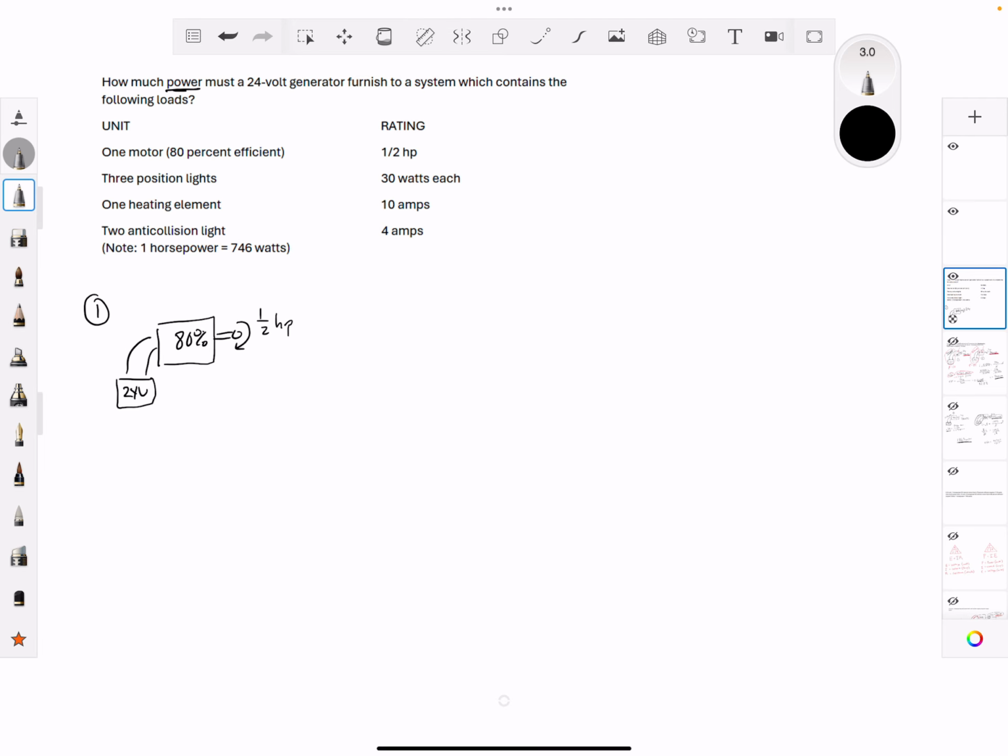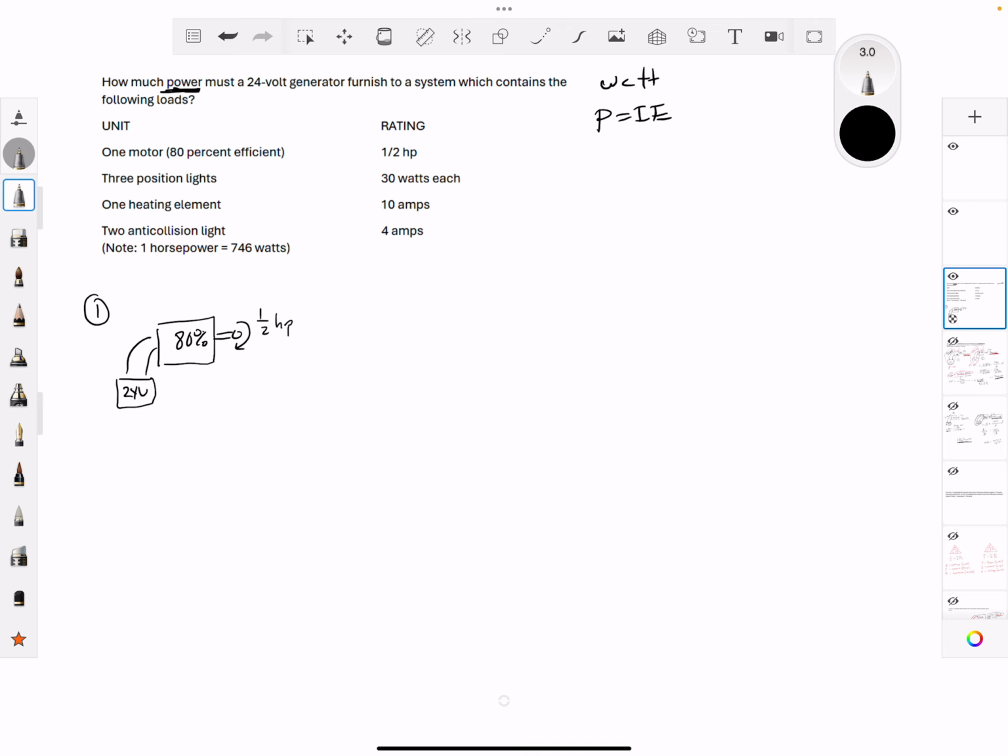How much power must a 24-volt generator furnish to a system which contains the following loads? So we have these different loads on the system, and whenever we read this and we see it says how much power, right? When we think power with electricity, we should automatically be thinking the watt. Usually the equation we'll also be using when we hear the word power is going to be P = IE.